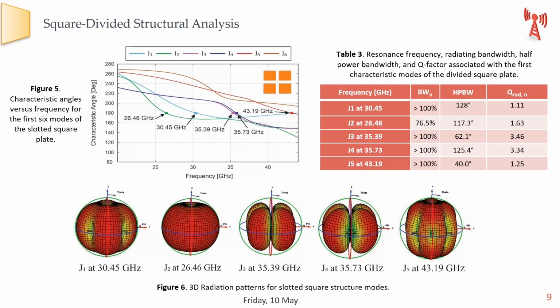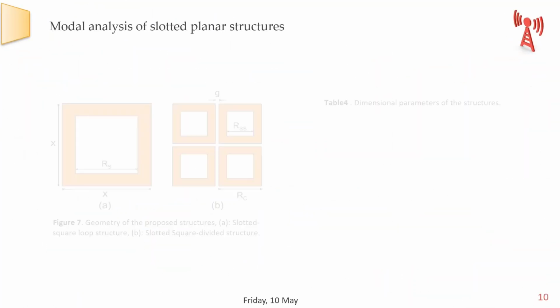These findings suggest that the divided plate is better suited for applications that require high quality factor modes. Our study proves that the divided structure presented a significantly more stable radiation pattern compared to the original square metallic plate. In particular, we observed that the unwanted radiation pattern associated with mode G1 in the square plates becomes much more suitable at the frequency of 26.46 GHz when implemented in the divided plate.